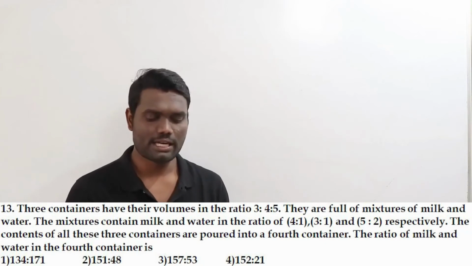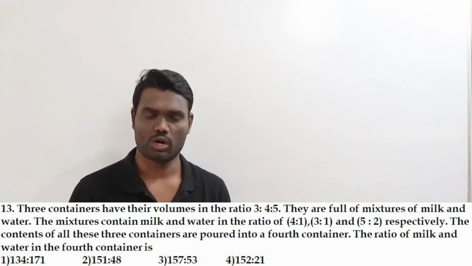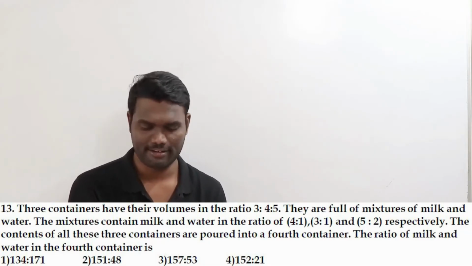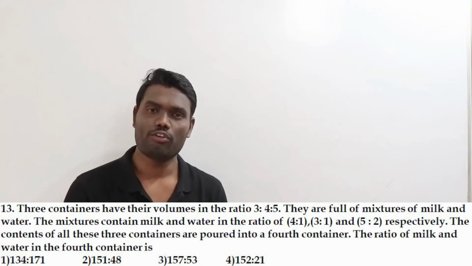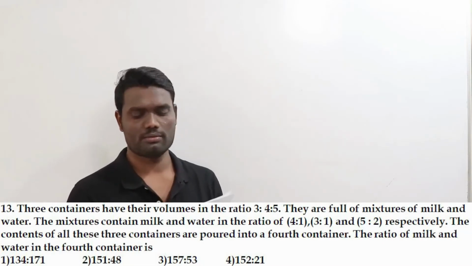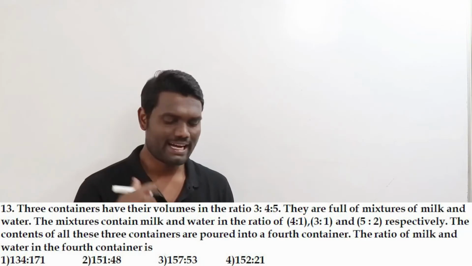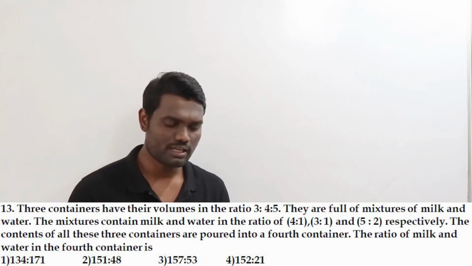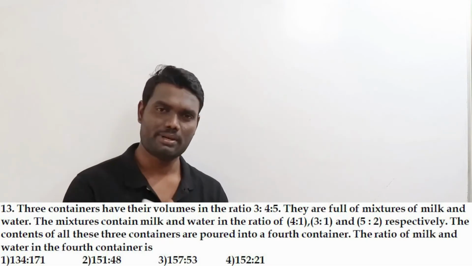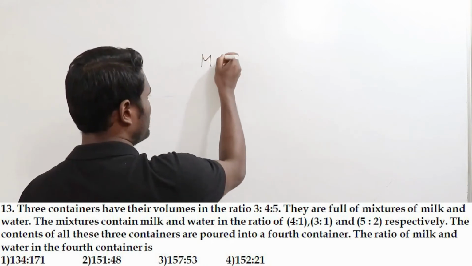Three containers having their volumes in the ratio 3:4:5. They are full of mixtures of milk and water. The mixtures contain milk and water in the ratio 4:1, 3:1 and 5:2 respectively. The content of all these containers are poured into a fourth container. The ratio of milk and water in the fourth container is, so I have three containers. The ratio is not 1:1:1, it is like 3:4:5, and it was said like they are having 4:1 ratio, 3:1 ratio, 5:2 ratio. Now all these are mixed in a large container. What is the ratio?